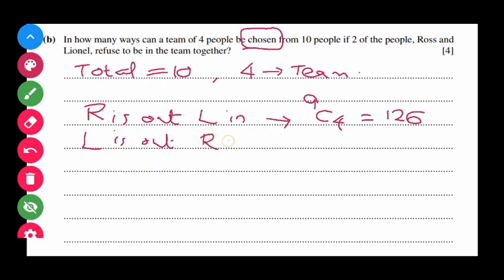Now the second condition is Lionel is out and Rose is in. In such a case also, out of 10, one person has gone out. Who went out, whether it is Rose, Lionel or someone else, XYZ, doesn't matter. One person went out from the team. That means the number of people became 9. From that you have to choose 4 people. So it is 126.